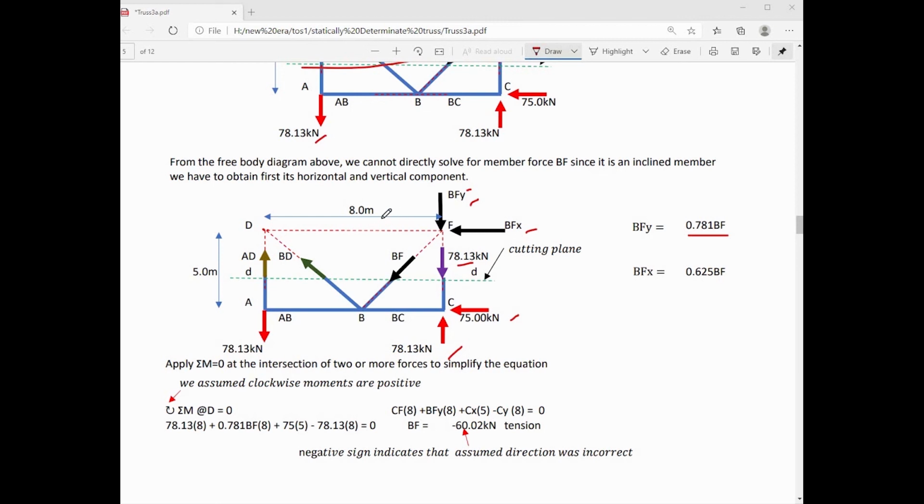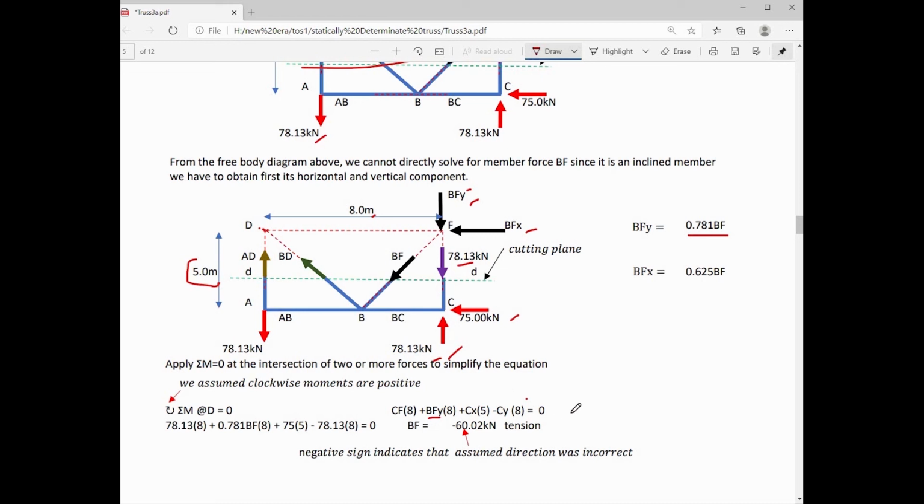So CF multiplied by its moment arm, that is 8 meters, is clockwise with respect to point D. The vertical component of BF multiplied by its moment arm, that is also 8 meters, is clockwise also with respect to point D. CX, that is also clockwise, the moment arm is 5 meters with respect to joint D. And CY, that is 78.13, is counterclockwise with respect to joint D. The moment arm is equal to 8 meters, we equate it to 0.